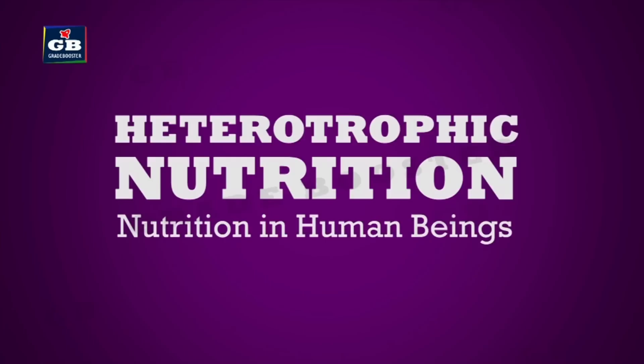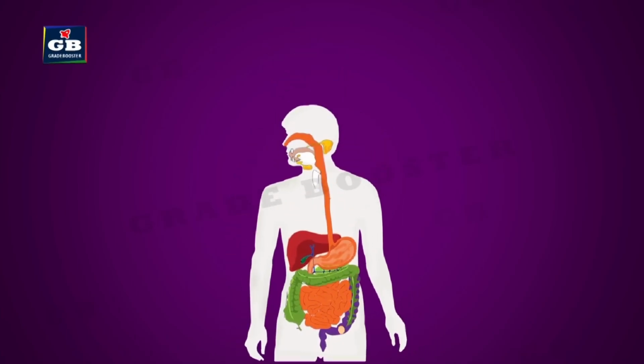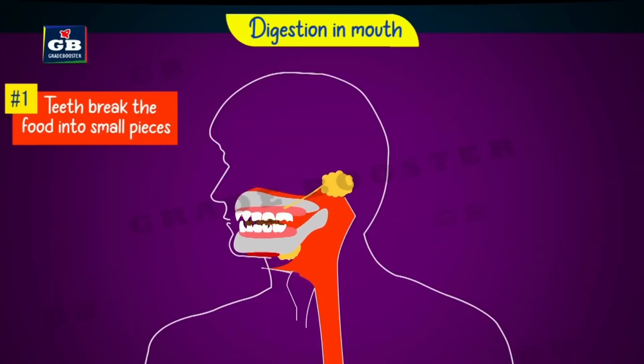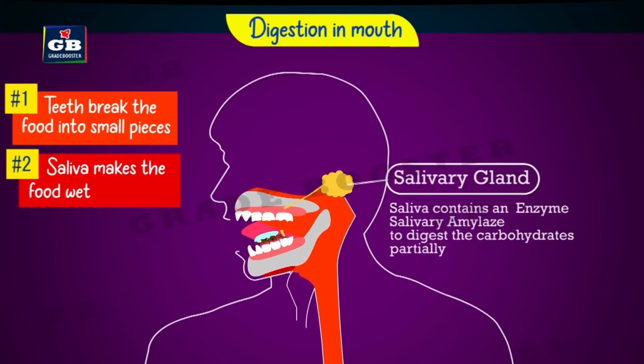Nutrition in human beings. Food enters our body through the mouth. Our digestive system begins with the mouth and ends with the anus. Different parts of the digestive system are arranged like a long coiled tube. This tube is called the alimentary canal. The food inside the mouth is made into a paste by the action of teeth and saliva.